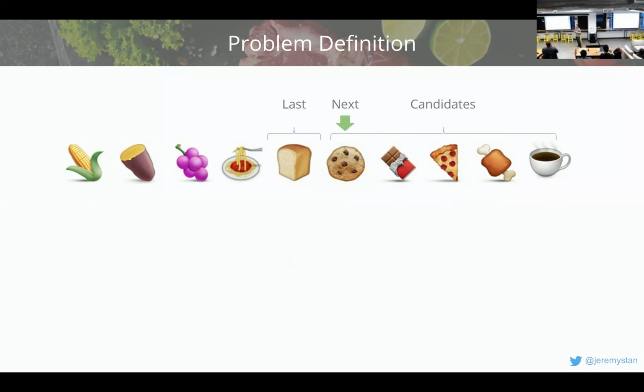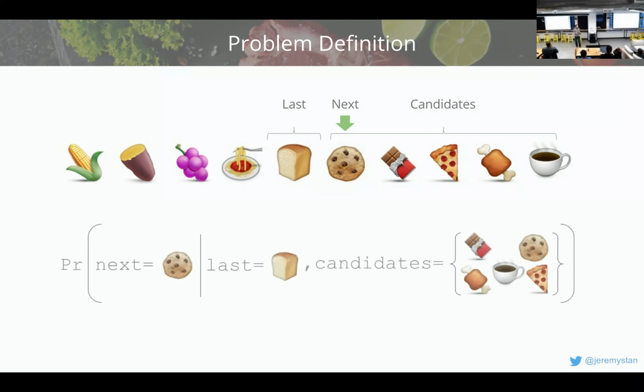And so we can reframe this. Let's suppose we're halfway through and the shopper has picked the bread. The question is, which product is going to be next? Of the cookie, chocolate, pizza, chicken, and coffee, which of those products is going to be chosen next by the shopper? In this case, it was actually the cookie. Well, we can reframe this in emoji math as: what's the probability that the next item is cookie, given the last item is bread, and you have a set of candidates, right? That's crucial. You can't just look at the probability of a cookie following bread.